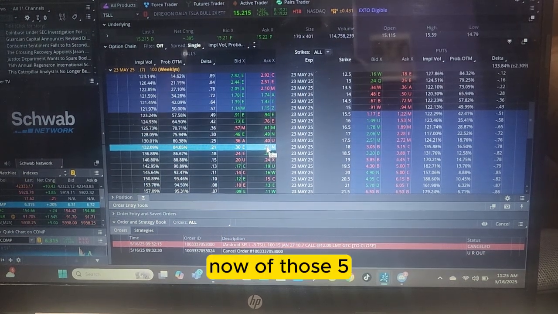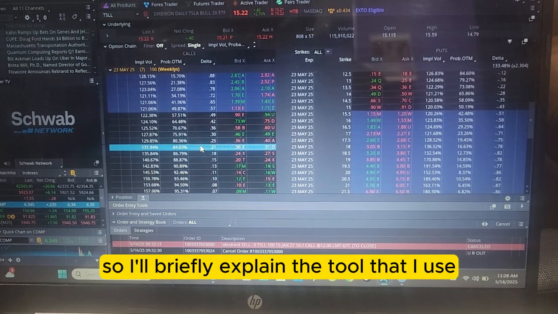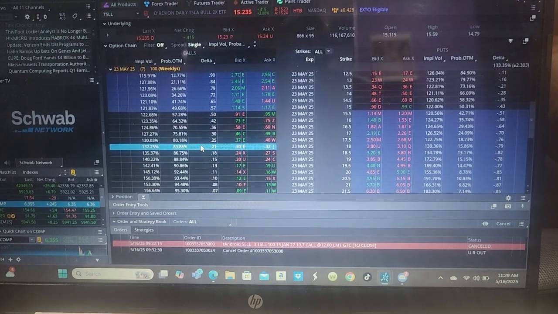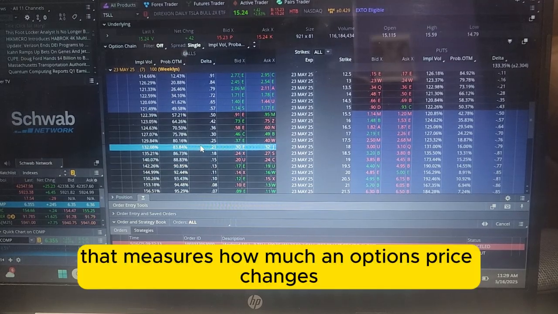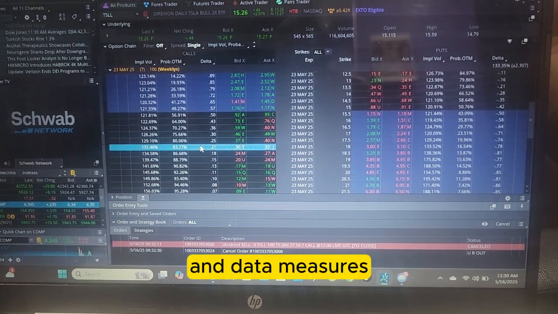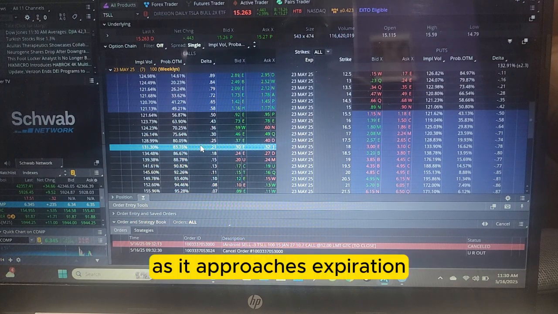Now, of those 5, I mainly use 2, and that's Theta and Delta. So I'll briefly explain the 2 that I use. Now, Delta measures how much an option's price changes for every $1 change in the underlying asset price. And Theta measures the rate at which an option's value decays over time as it approaches expiration.